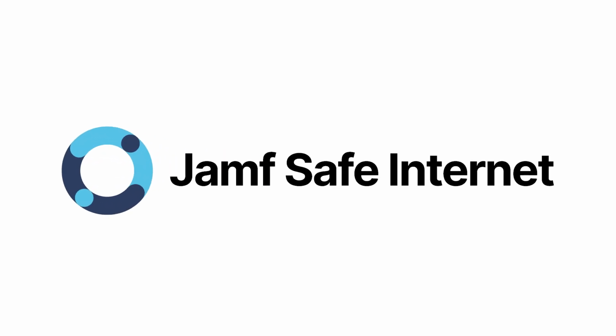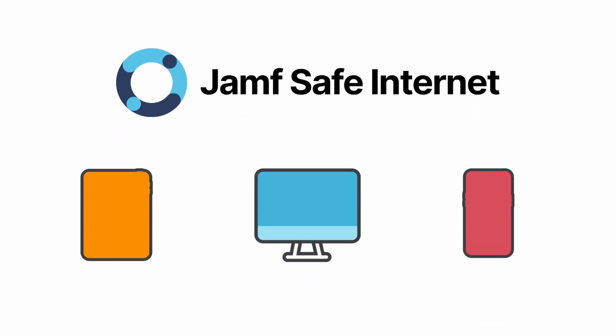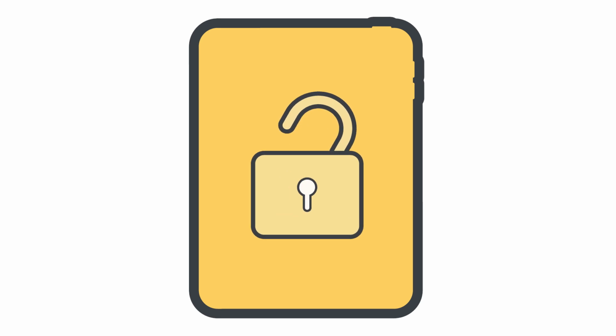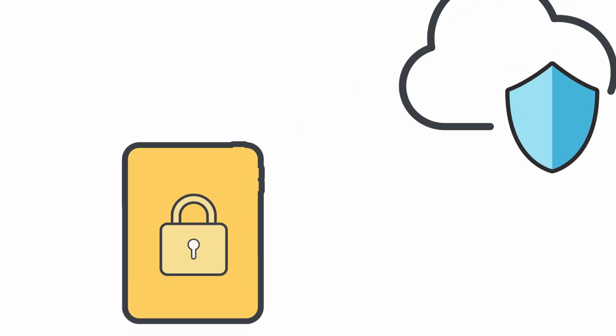Deploying Jamf Safe Internet to your devices is a straightforward process. Install an activation profile and install the Jamf Trust app. Once both items are in place, the device is instantly secured and monitored for threats by Jamf Security Cloud.